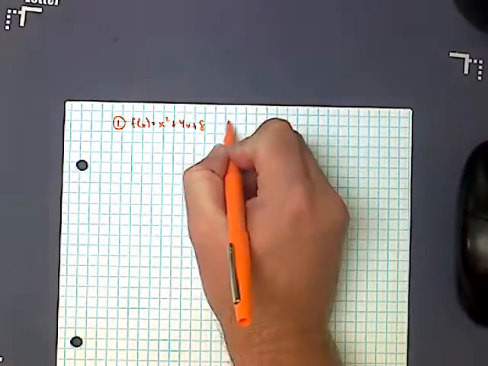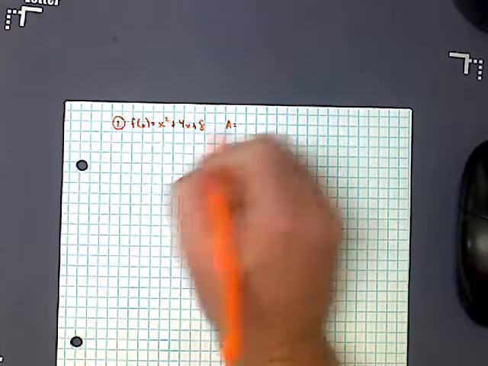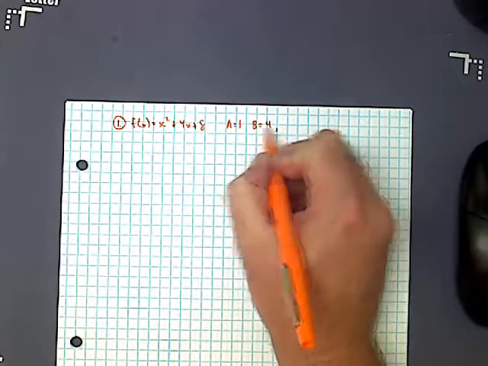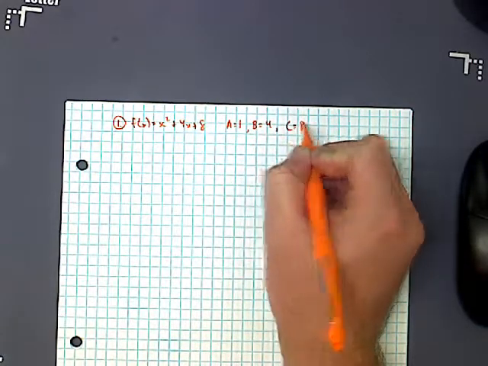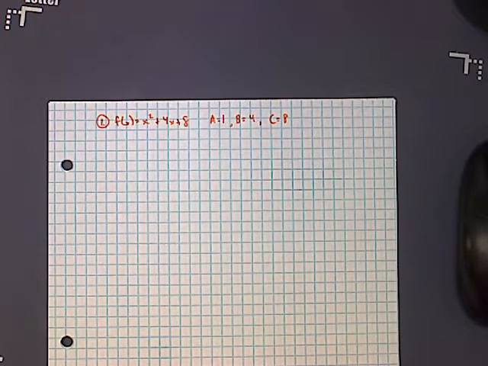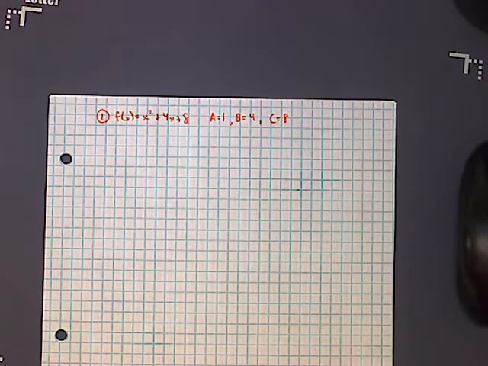First thing I'm going to do is identify my a. It's the coefficient of x squared, which is 1. My b is 4. And my c is 8. Okay? A is 1, b is 4, c is 8.